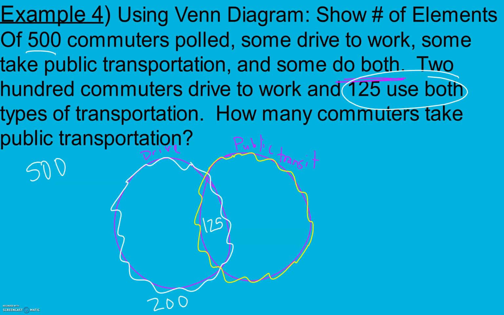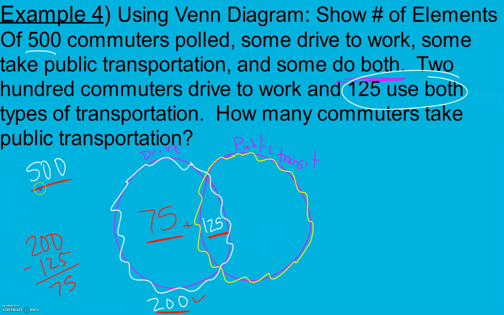So if I know that 200 people total drive, and this part's 125, then my missing part plus 125 has to equal 200. So I can take 200 minus 125, and that gives me how many are left. 75 people just drive to work, because 75 plus 125 gives me that 200 for that entire circle. We have two pieces to that circle, people who just drive and people who do both, and combined they make the 200 that we need.